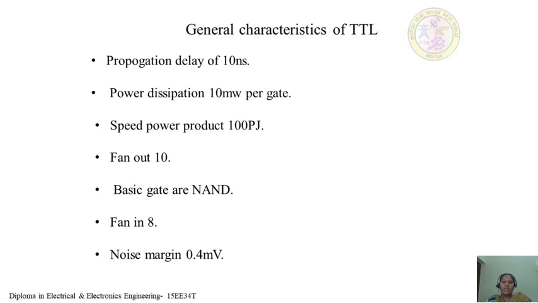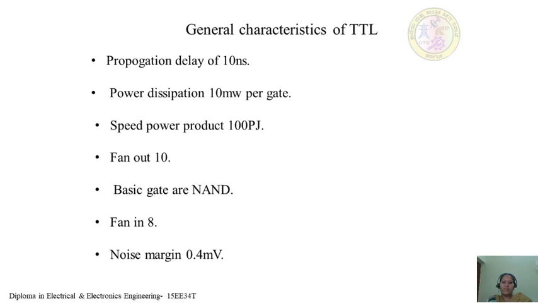The propagation delay is the time required by the logic gate to change its output from high state to low state or low state to high state when the input signal is applied. The TTL has a propagation delay of 10 nanoseconds, which means that it is very fast, and gives the output in a very fast manner. As soon as we give the input signals, it will generate the output.